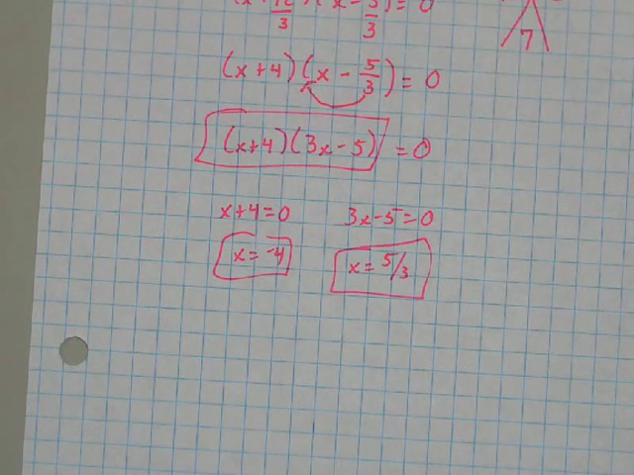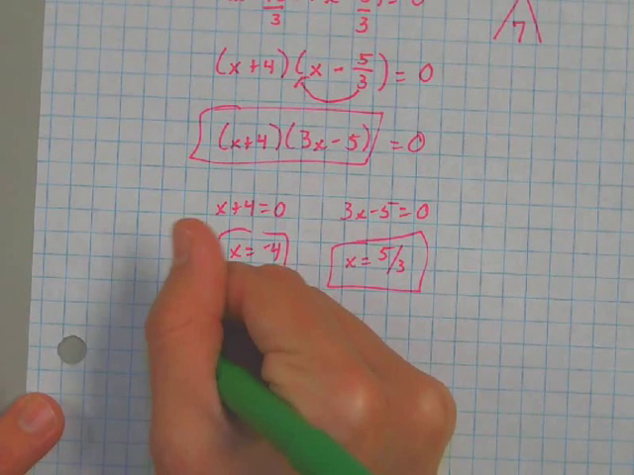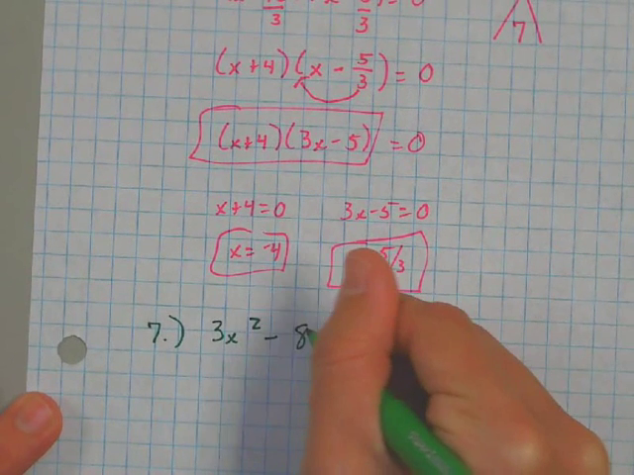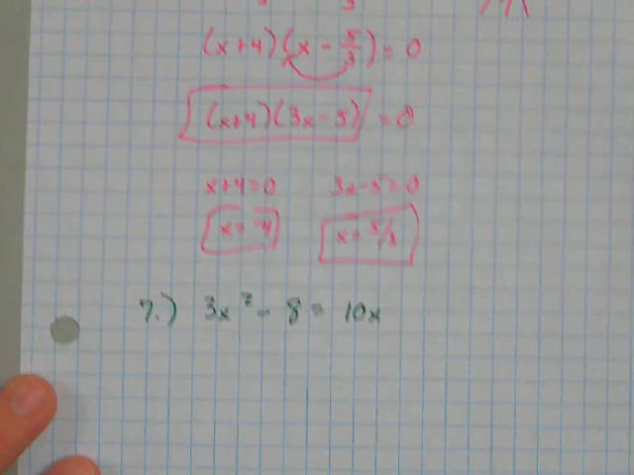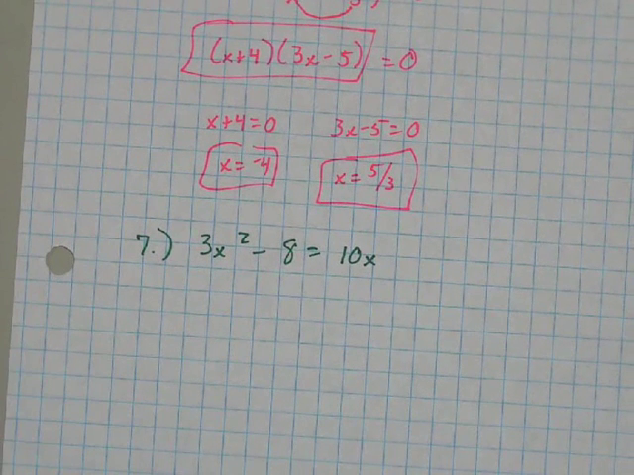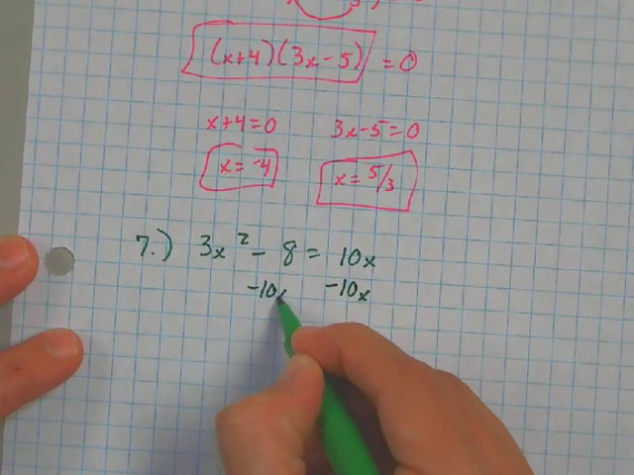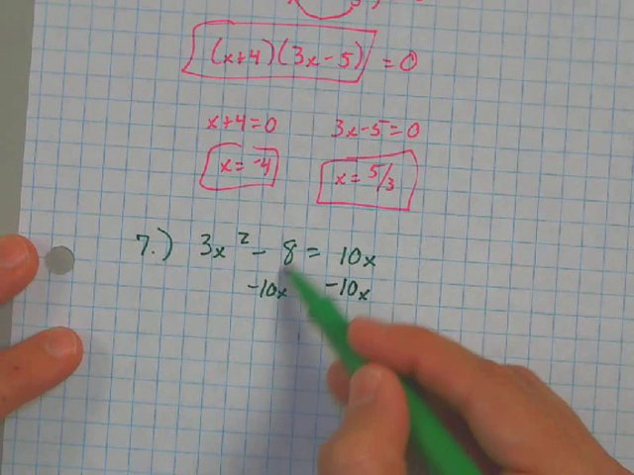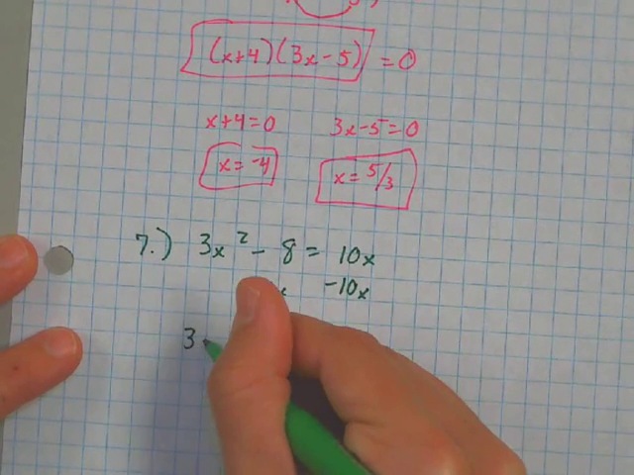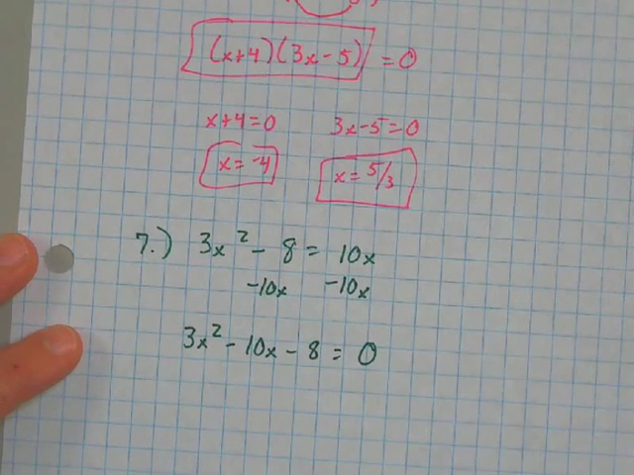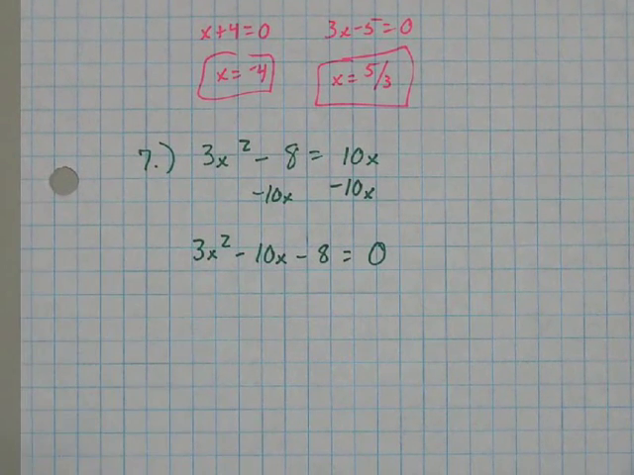So I have 3x squared minus 8 equals 10x. It's not equal to 0. You have to move this stuff over correctly. So subtract 10x from both sides. And when you subtract 10x, these don't go together, those don't go together. So I must leave them separate and have it set equal to 0. Now I have a quadratic that I can factor. There's no greatest common factor here. You always want to look for that.